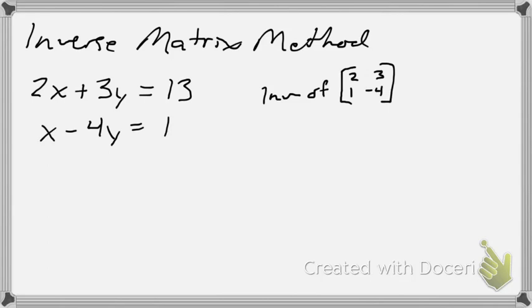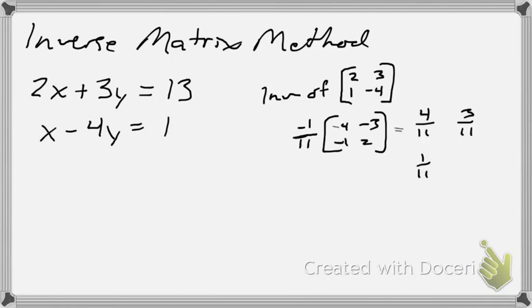All right, so here we go finding the inverse. The determinant is negative 8 minus 3, which is negative 11. So we have 1 over negative 11, which is negative 1/11, times, so we're going to switch the 2 and the negative 4, like so, and then we're going to switch the signs of the 1 and the 3. And then multiply in the negative 1/11. So my inverse looks like that.